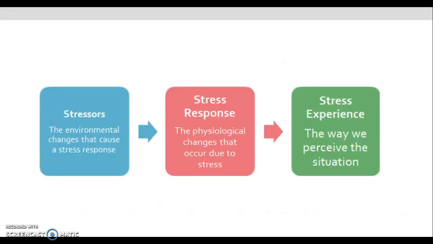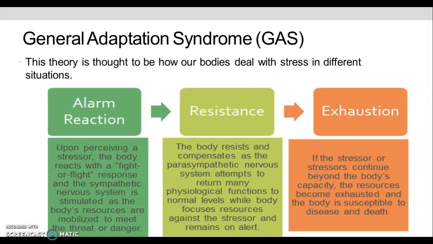So obviously there's the stressors, so there's the environment changes that cause a stress response. The stress response is the physiological changes that occur due to stress, and then this results in the stress experience, which is the way that we perceive the situation. The GAS is the General Adaptation Syndrome. This theory is thought to be how our bodies deal with stress in different situations. So it starts off with an alarm reaction, it then goes into resistance and exhaustion.